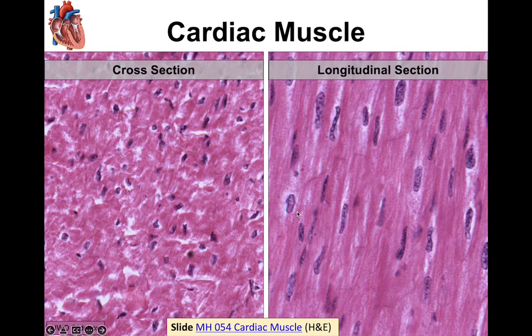The last type of muscle is cardiac muscle. This is the cross section of cardiac muscle. We can see the stippling, and here it's a longitudinal section, and in a longitudinal section we can see these dark lines. These dark lines are intercalated discs. And in a longitudinal section, it's not shown in this picture, but we can see the striations of cardiac muscles.